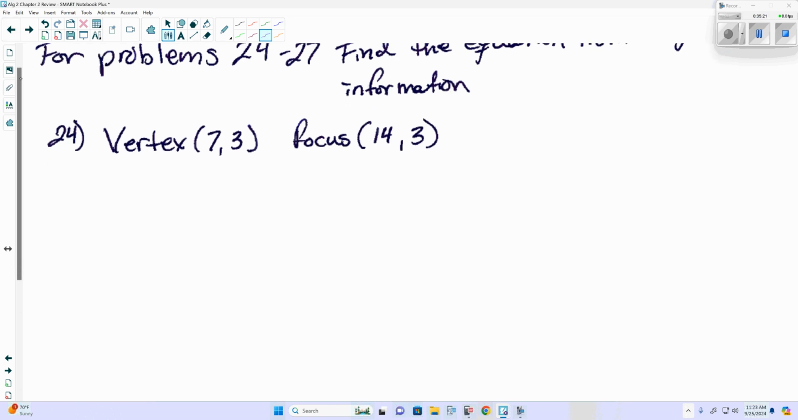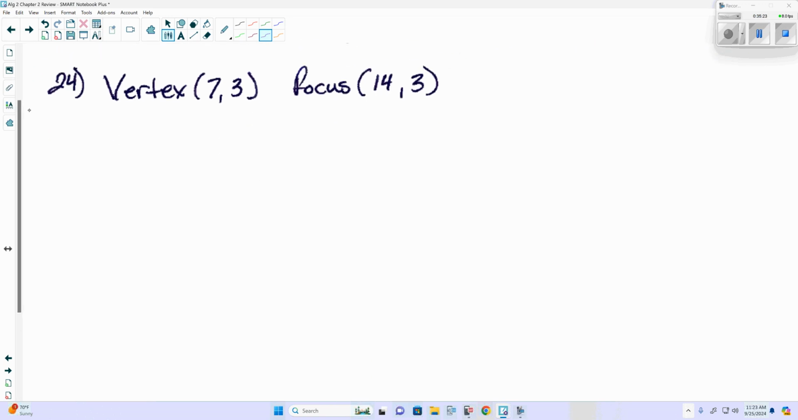I'll start off with 24. So this time we're trying to find the equation. We need a, h, and k to get the equation. Now, on all these here, on the test, you will be given the vertex, or focus and vertex, or vertex and directrix.